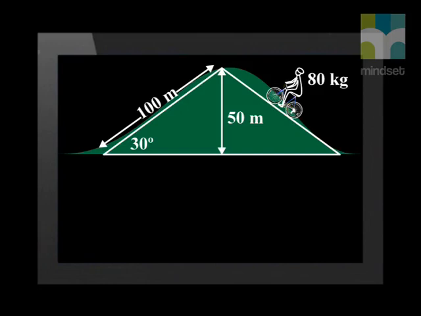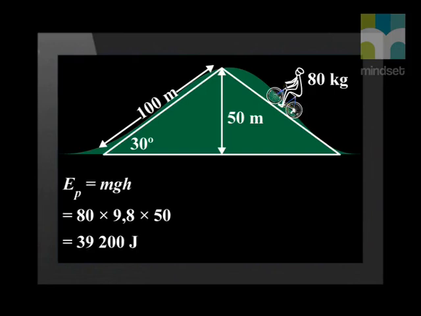Now that we have the vertical height of the hill, we can calculate the cyclist's gravitational potential energy, which is mass times gravitational acceleration times height. Substituting the known values, we get that the gravitational potential energy is 80 times 9,8 times 50. So, the cyclist has a gravitational potential energy of 39,200 joule when at the top of the hill.